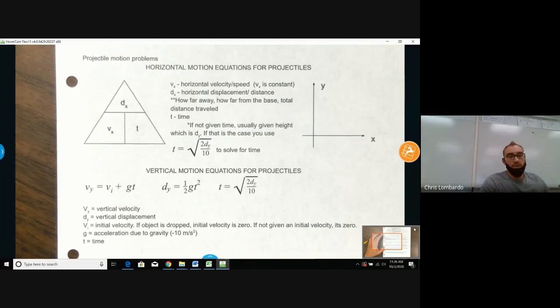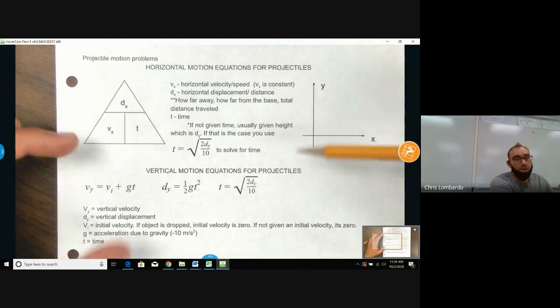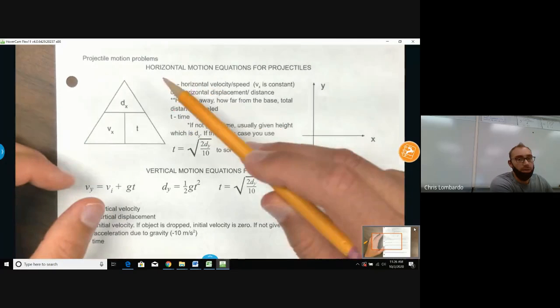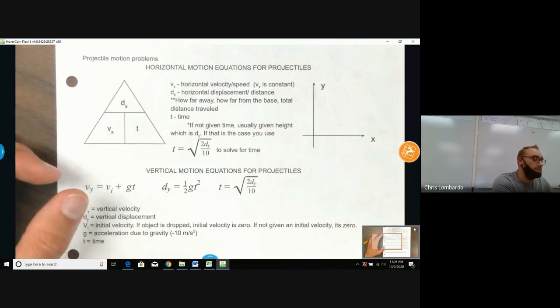Okay, so guys, we're going to be working on projectile motion problems today. To do so, projectile motion problems are broken down into two portions. Usually they have a y component and an x component. Each component has its own set of equations. You have your x components over here, the horizontal motion equations.